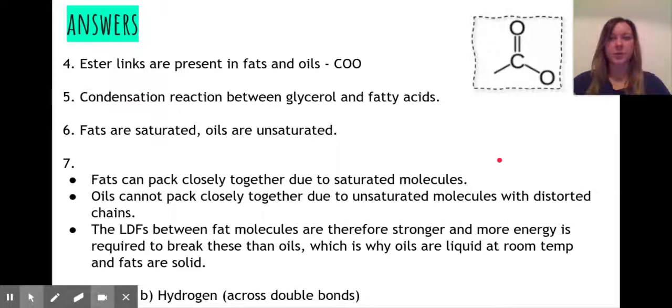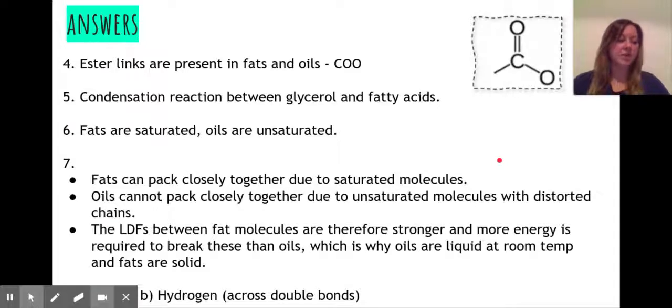So the answers to the questions then. Number 4 is name and draw the functional group present in fats and oils. Fats and oils have the ester link present, which is C double bond O, O. Number 5 is name the reaction which produces fats and oils. It is a condensation reaction between glycerol and fatty acids in the ratio of 1:3. Number 6, in what ways does the structure of a fat differ from an oil? Fats are saturated, whereas oils are unsaturated.